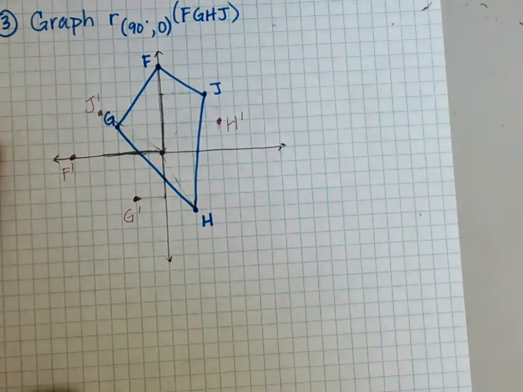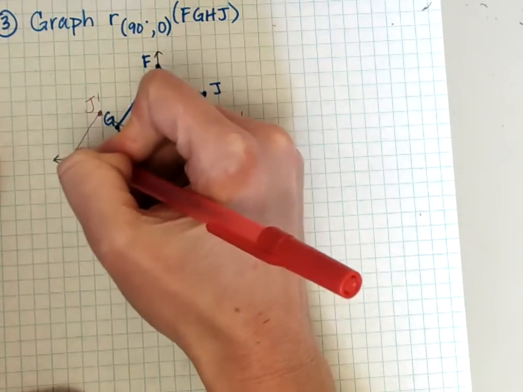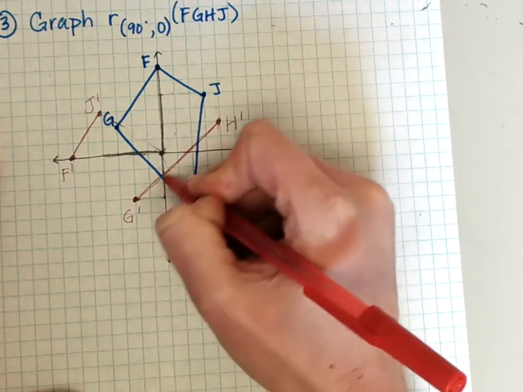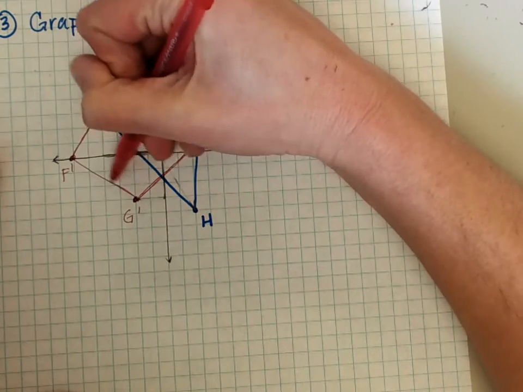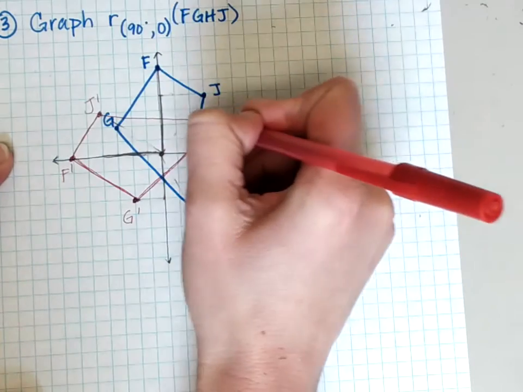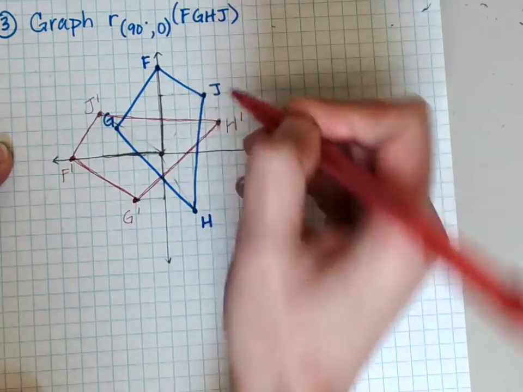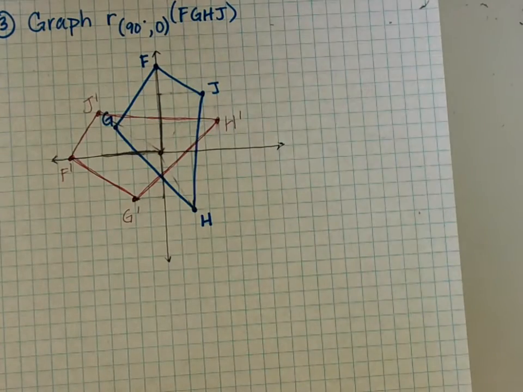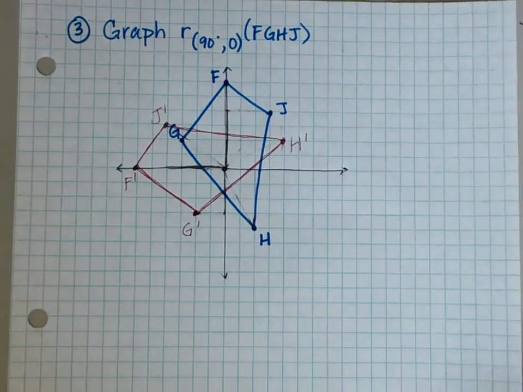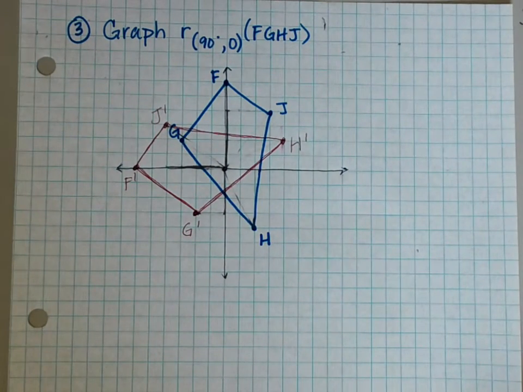Now I can connect my red points to create my new figure. Okay. And that is F prime, G prime, H prime, J prime, rotated 90 degrees around the origin.